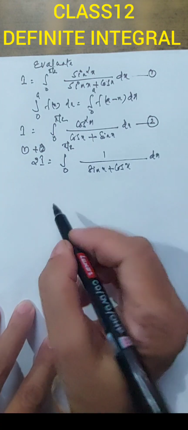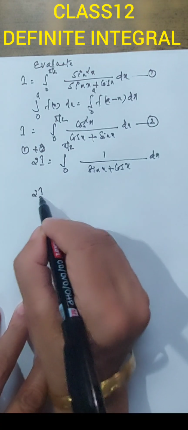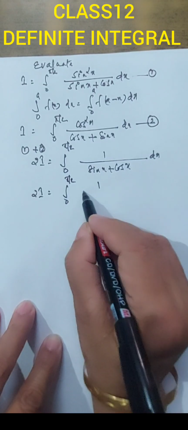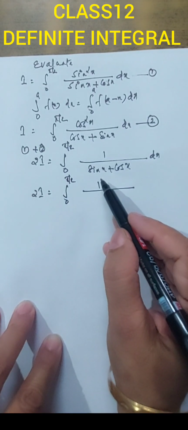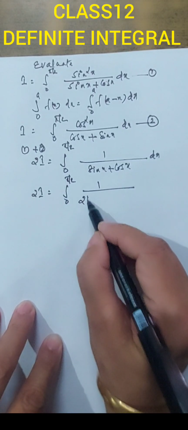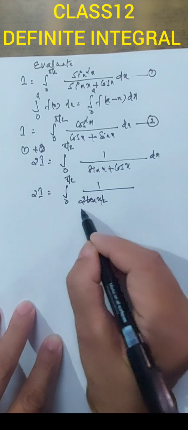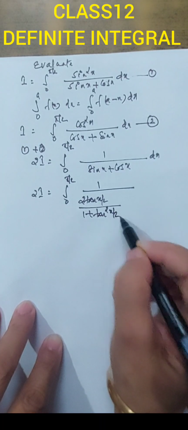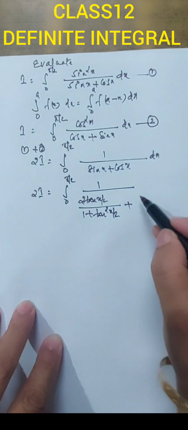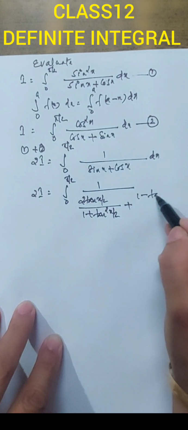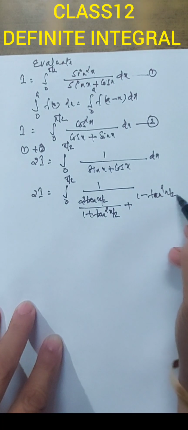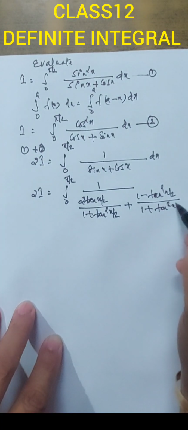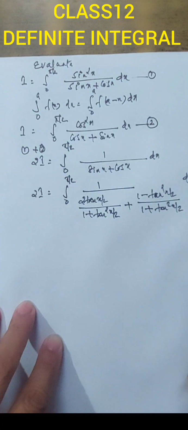Now using the formula, sin x can be represented in terms of tan x, and cos x also can be represented in terms of tan x. So we can write it as the integral from 0 to pi by 2 of 1 divided by sin x in terms of tan x, which will be 2 tan x by 2 divided by 1 plus tan square x by 2, and cos x in terms of tan x, which will be 1 minus tan square x by 2 divided by 1 plus tan square x by 2, dx.